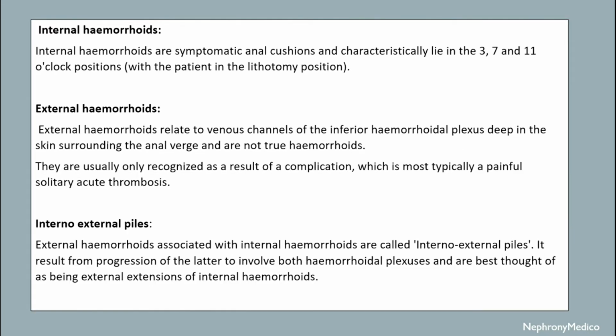Now, internal hemorrhoids, these are the symptomatic anal cushions and characteristically lie in the 3rd, 7th and 11th o'clock positions with the patient in the lithotomy position. External hemorrhoids, these relate to the venous channels of the inferior hemorrhoidal plexus deep in the skin surrounding the anal verge, and these are not true hemorrhoids.